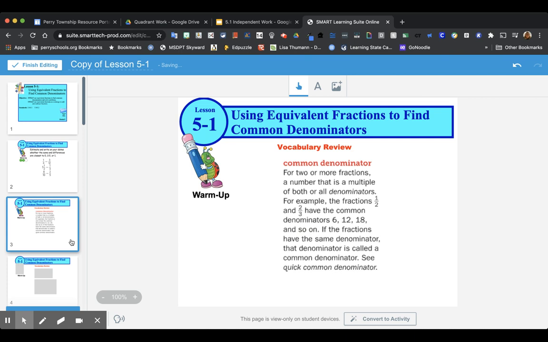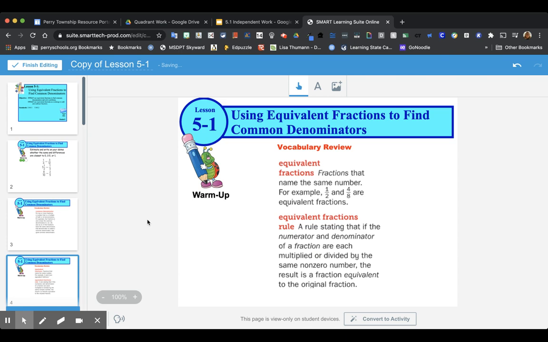So what we're going to be doing today is using equivalent fractions to find common denominators. Common denominators are for two or more fractions. It's a number that is a multiple of both or all denominators. For example, the fractions 1/2 and 2/3 have the common denominators 6, 12, 18, and so on. If the fractions have the same denominator, that denominator is called a common denominator.